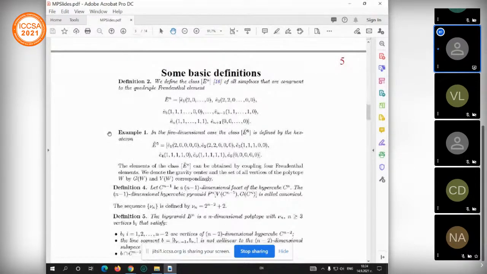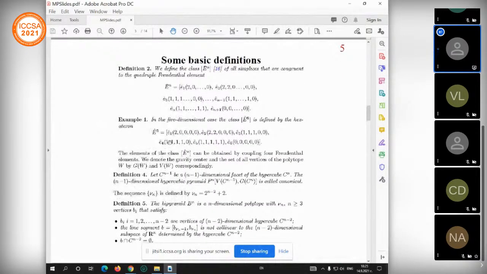Here we introduce some basic definitions. In this slide, we define the Freudenthal quadruple class, the multidimensional hypercubic pyramid, and the n-dimensional bipyramid. An example of a quadruple element in the 5-dimensional case is presented. And this is the Freudenthal simplicial class, which is written over here in example 1. This is an example in the 5-dimensional case.